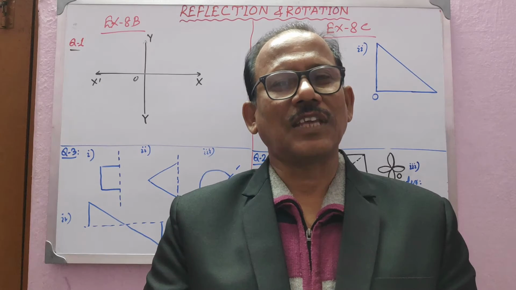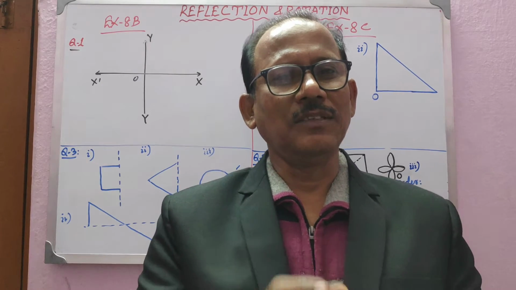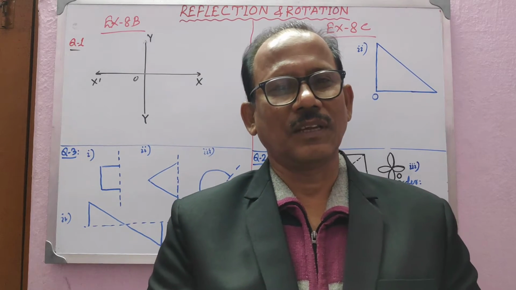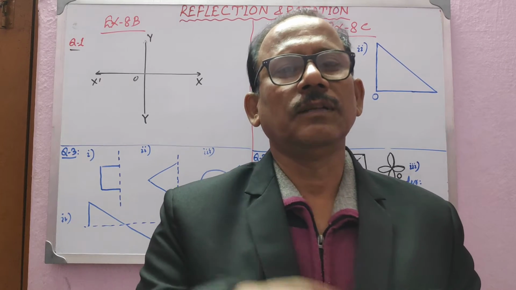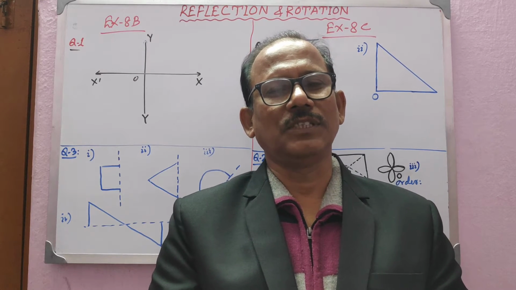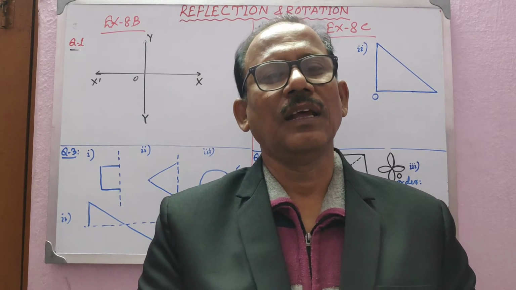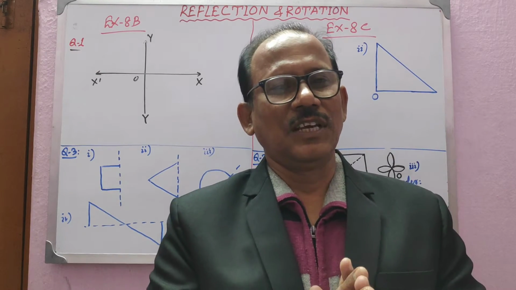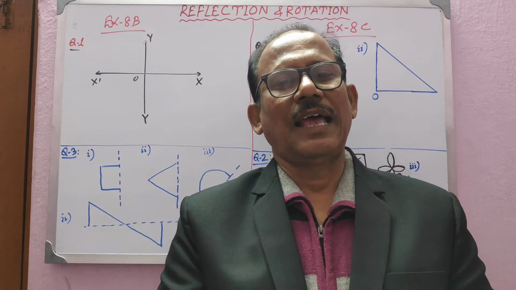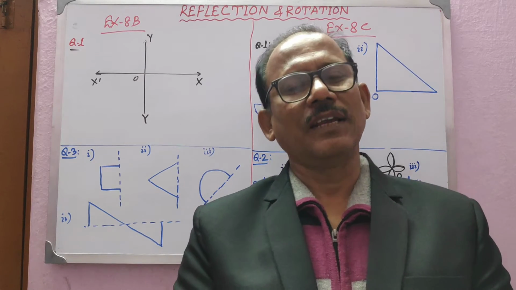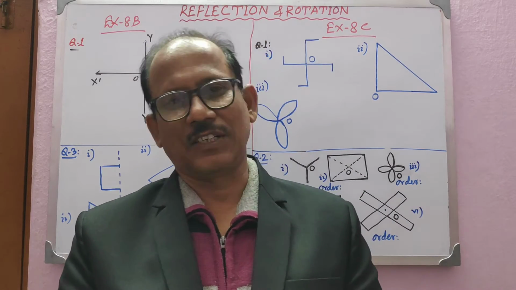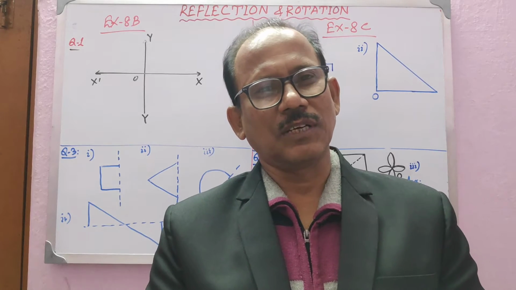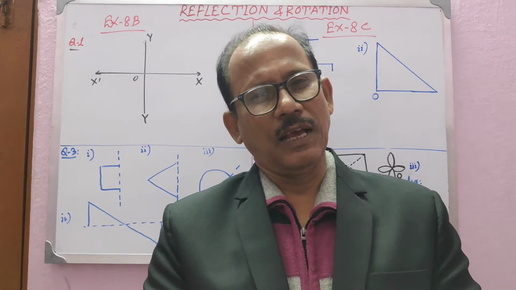So exactly if you are putting an image in front of a mirror, what will be its image behind the mirror? It will be just as much distance from the mirror, with the same shape and size. So that axis will be acting as the mirror line, or you can say the line of reflection.